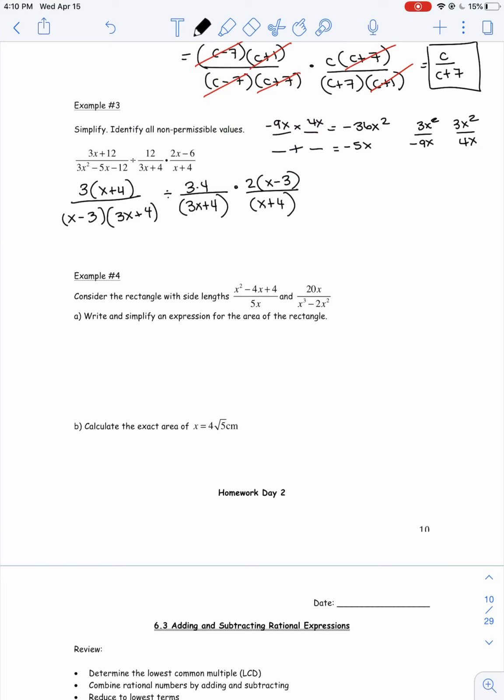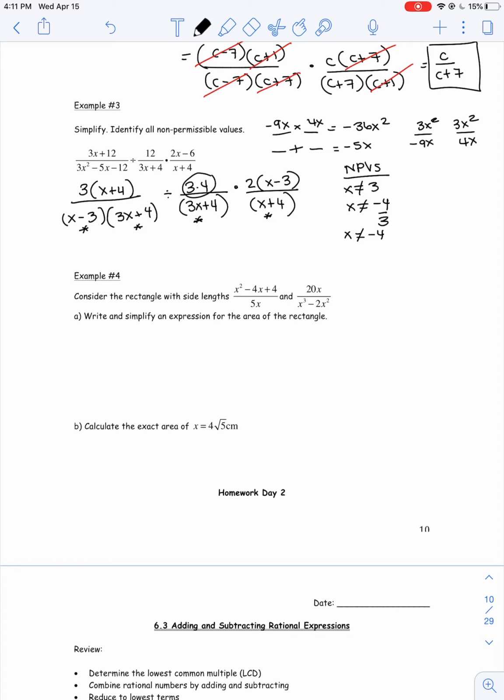So this would be a good time to find my non-permissible values. So my NPVs are going to be x cannot equal 3 from this one. x cannot equal negative 4 divided by 3. So you're going to bring that positive 4 to the other side to become negative 4, and then you're going to divide by the number in front of x, which is 3. So that's how we get this number. And then you're going to get the same number for this fraction. And then you're going to get negative 4 from this one right here.